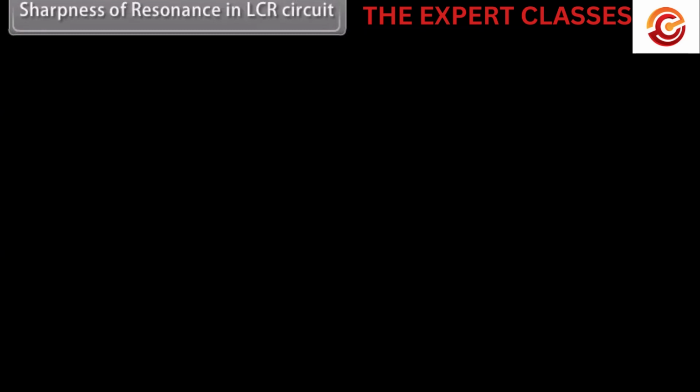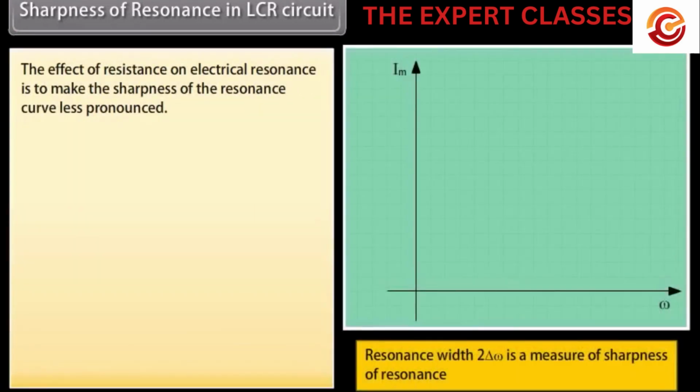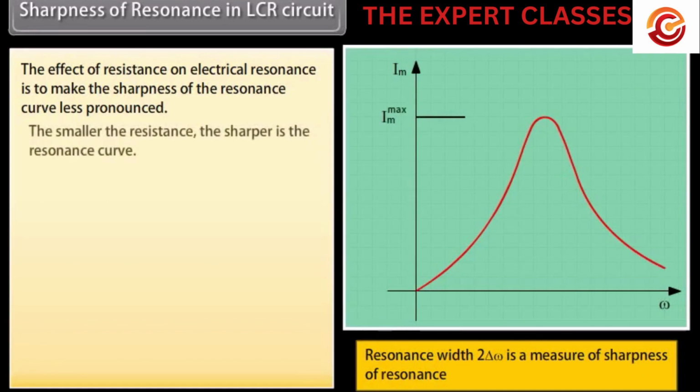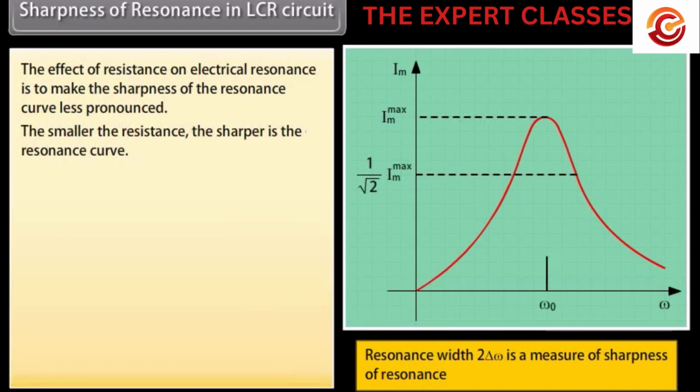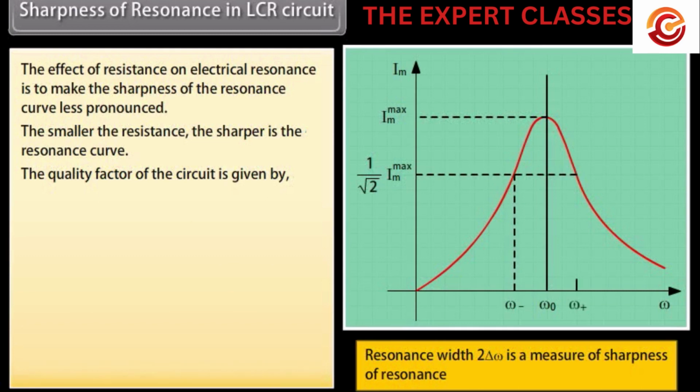Sharpness of resonance in LCR circuit. The effect of resistance on electrical resonance is to make the sharpness of the resonance curve less pronounced. The smaller the resistance, the sharper is the resonance curve. The quality factor Q of the circuit is given by omega naught L upon R, or 1 upon omega naught CR.